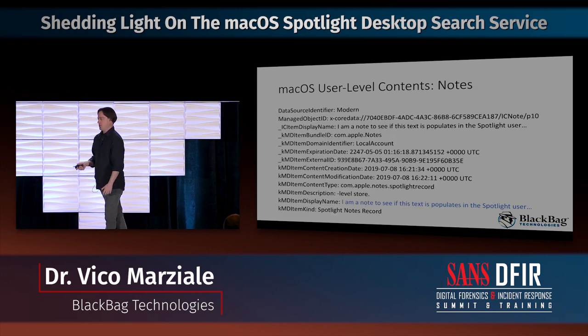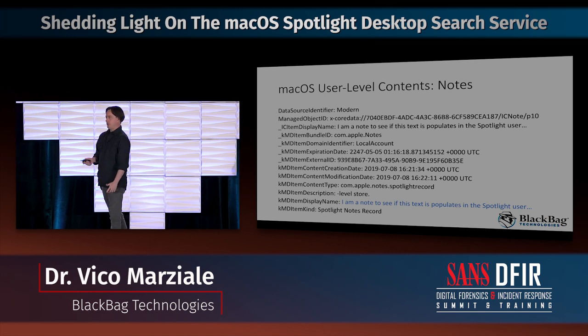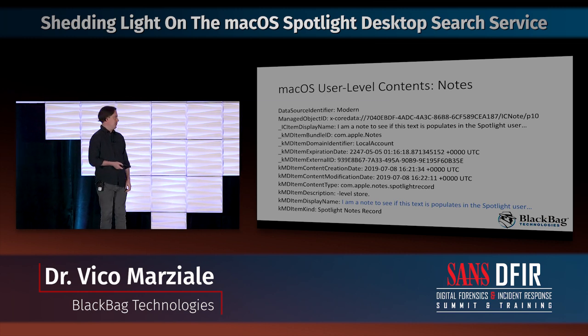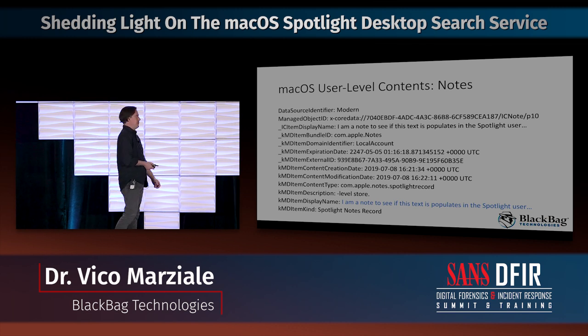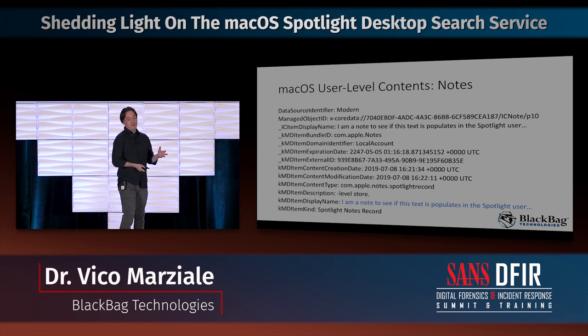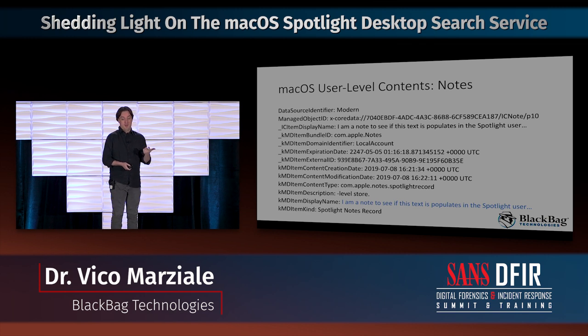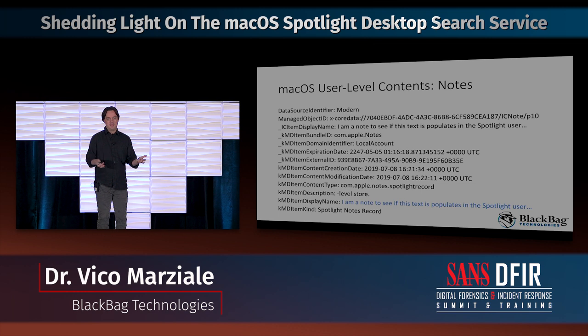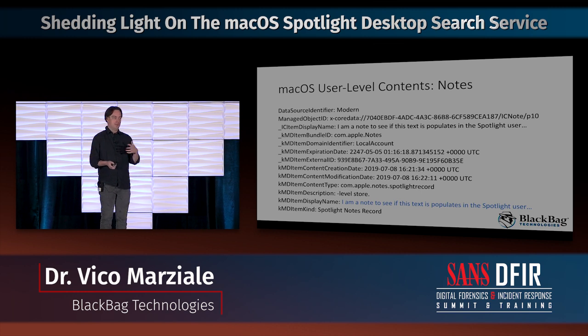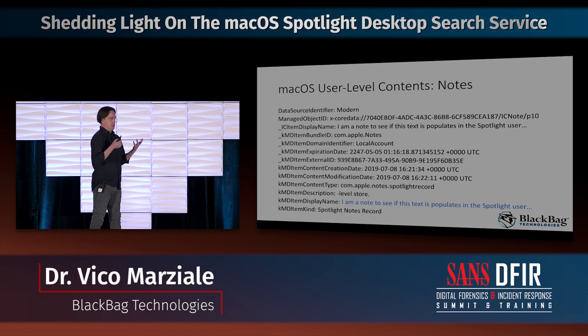Notes, I never actually used Notes under macOS, so I wanted to see if Notes stuff popped up. So I wrote a note that says, "I am a note." And it did, in fact, appear in the Spotlight database. So the actual text of the note is there, in addition to the time when it was created, if it was modified and when, and a description and all kinds of other metadata about the individual note that you may not get from other sources, and you certainly don't get in the Notes UI, right?